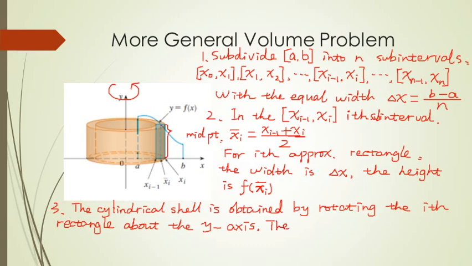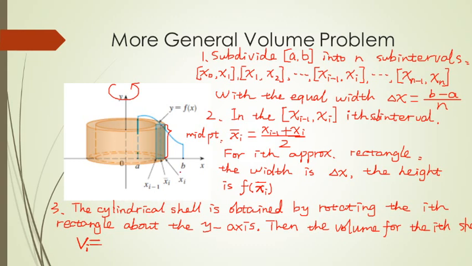Then the volume for the ith shell. Now let's recall the volume of the cylindrical shell. Let's check it, okay? Let me mark it as Vi. So that is circumference times the height times the thickness.